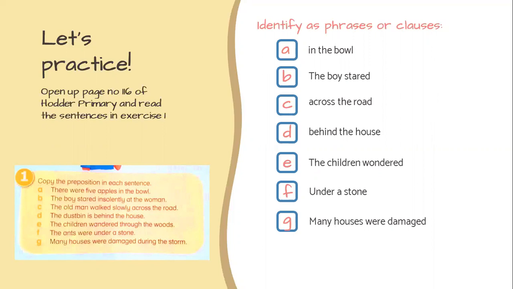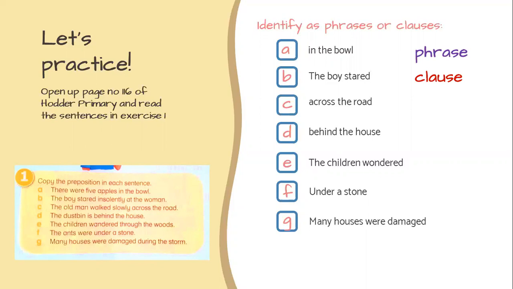The first one is in the bowl. What do you think this is? This is a phrase because it is telling us something about the subject, that it is in the bowl. We do not get a complete meaning from it because we don't know what's in the bowl. The second one is the boy stared. This is a clause because it contains both a subject and a verb. The boy is the subject and stared is the verb.